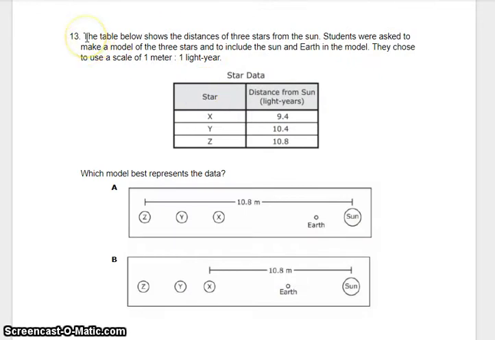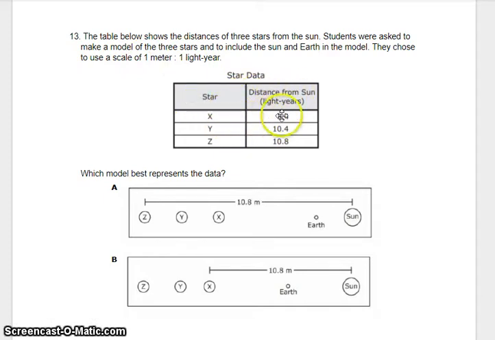Number 13. The table below shows the distances of 3 stars from the sun. Students were asked to make a model of the 3 stars and to include the sun and the earth in the model. They chose to use a scale of 1 meter is 1 light year. So we have stars and distance from the sun in light years.